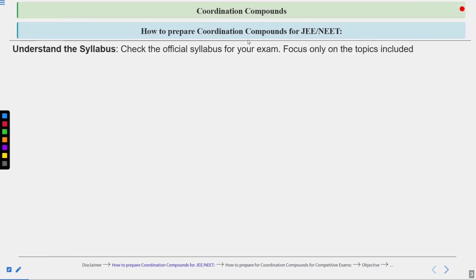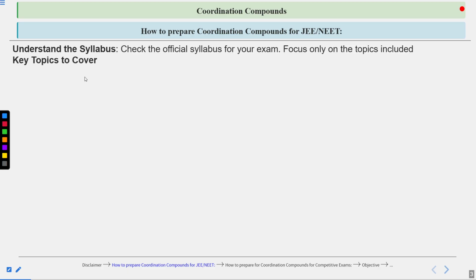So let's first of all discuss how to prepare coordination compounds for the JEE or NEET examination. If you want to prepare for this chapter, what you should consider in your preparation: first of all, understanding the syllabus. Check the official syllabus for your exam, either JEE or NEET, and focus only on the topics that are included in the syllabus of the examinations.